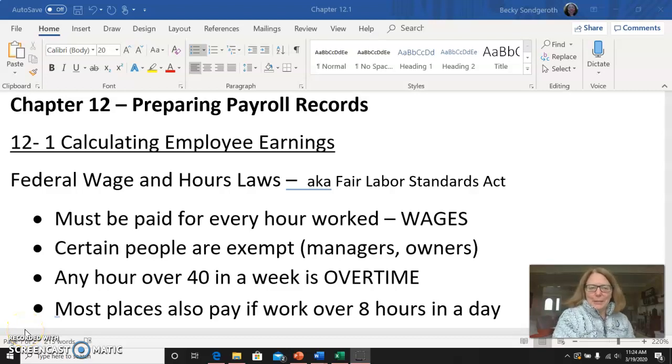Hi everyone, welcome to Chapter 12, Preparing Payroll Records. I'm going to do a quick lecture over 12-1, which is Calculating Employee Earnings.